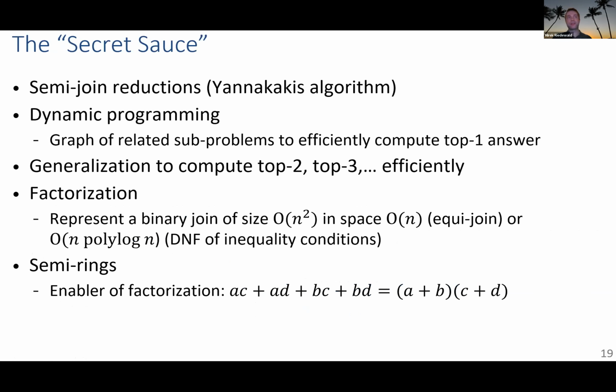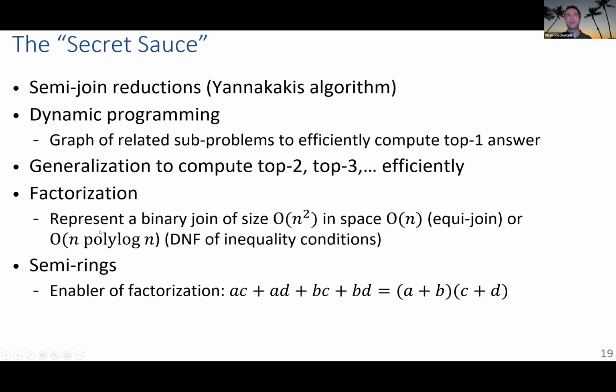So what is the secret sauce? And this is pretty much concluding the discussion for today. There are essentially 5 important points. One is the semi-join reductions that came up everywhere. And as Wolfgang and also Nikos mentioned before, they get rediscovered because they're so important and so powerful. Dynamic programming played an important role, and then its generalization to compute the top 2 and top 3 and so on efficiently.